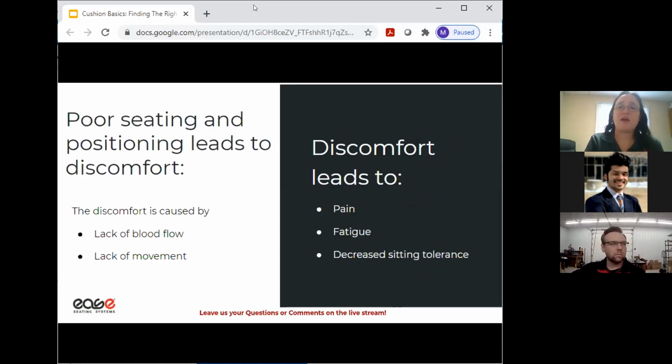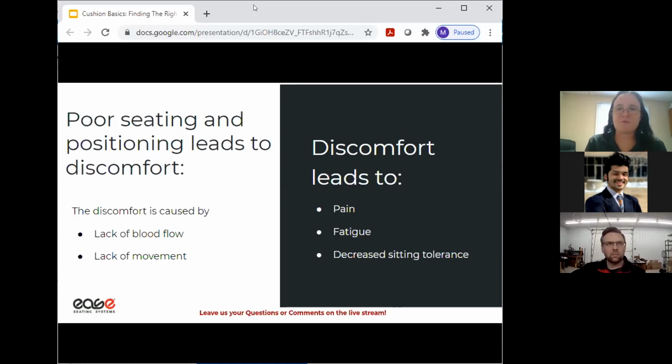So now, if you have poor positioning in your chair, that positioning can lead to discomfort. It can be from lack of blood flow because there's no movement going on, as well as, again, nerve impingement, like I was saying with the previous slide.